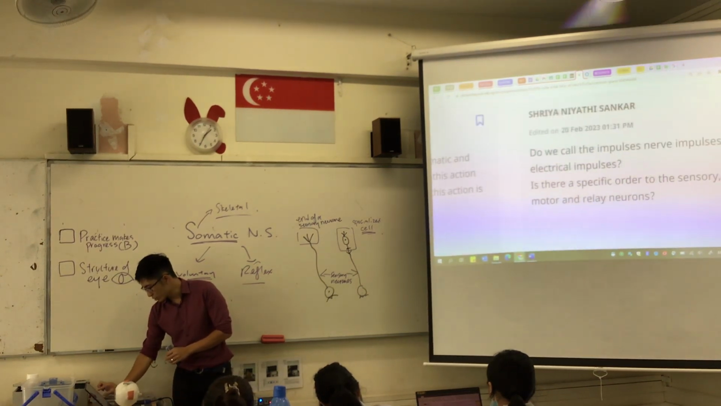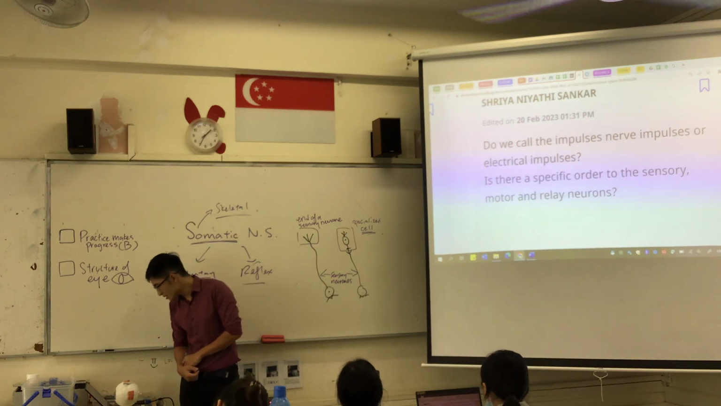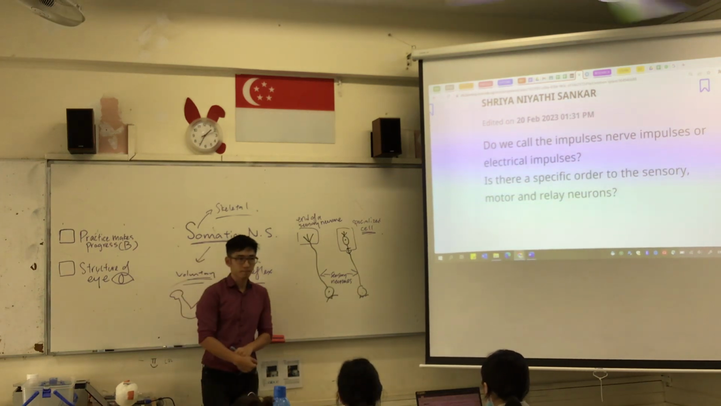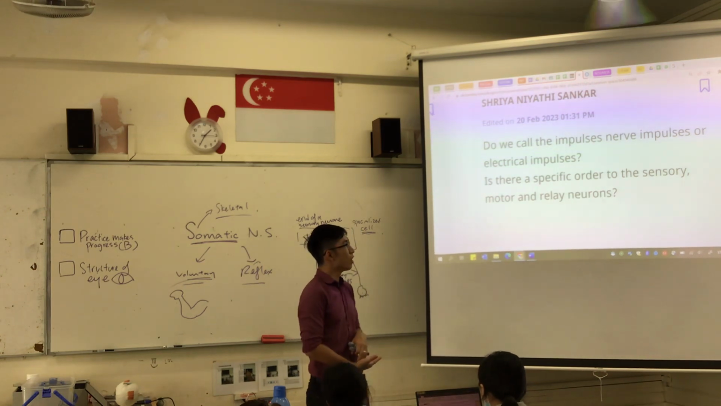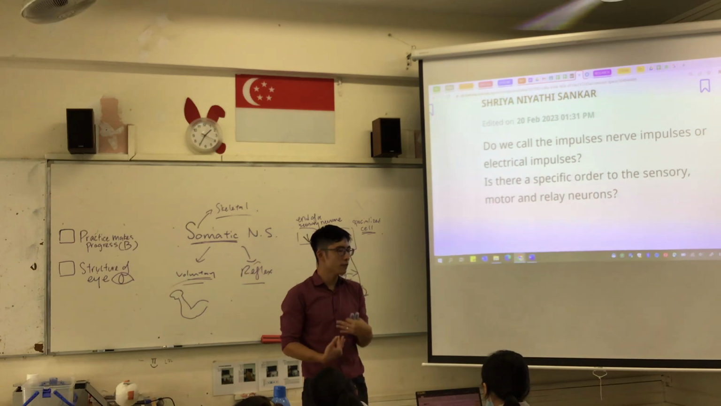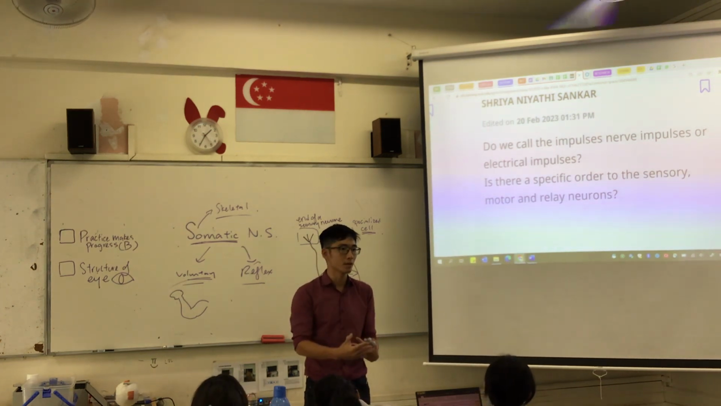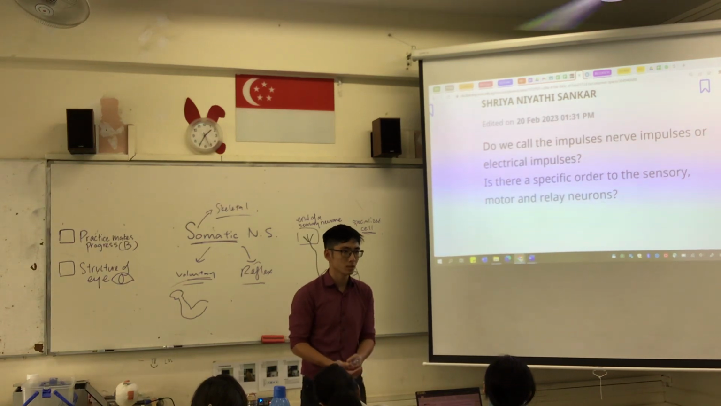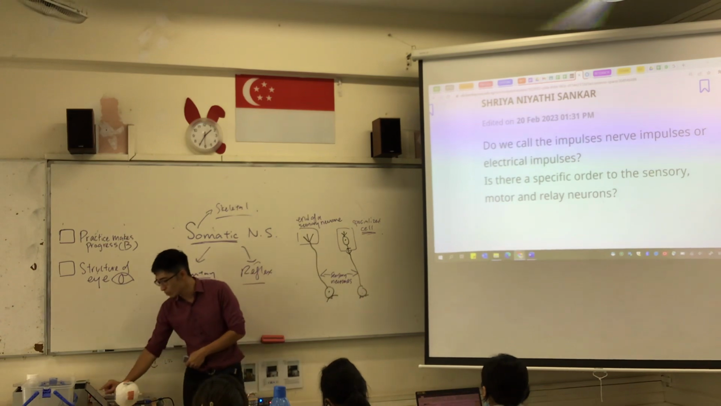Okay, this is Shriya. Do we call it the impulse of nerve impulses? Okay, call it nerve impulses. Are you wrong to say electrical impulse? I see a lot of sources say it, but I feel that when we say it at our level, we don't fully appreciate what it means when you say electrical. So we say nerve impulse will do, so that people don't question you too deep.